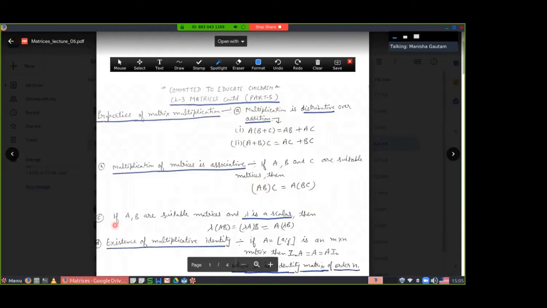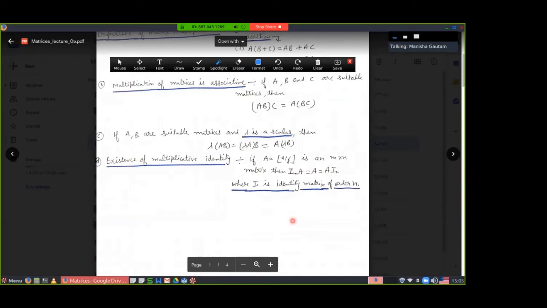Third part: if A, B are suitable matrices and lambda is a scalar quantity, then lambda times the product AB will be equal to lambda A multiplied by B, which is equal to A multiplied by lambda B. Lambda A means first you multiply matrix A by lambda, then multiply by B. In the third part, you first multiply lambda by B, then this lambda B is multiplied by A. All three parts will be equal.